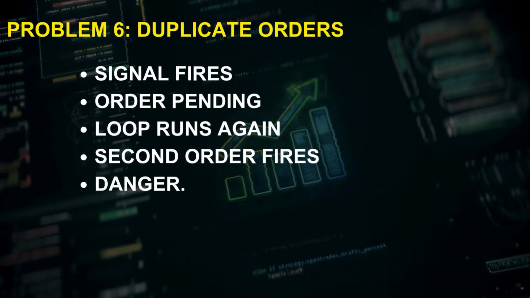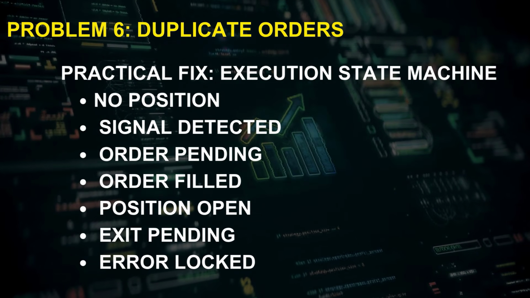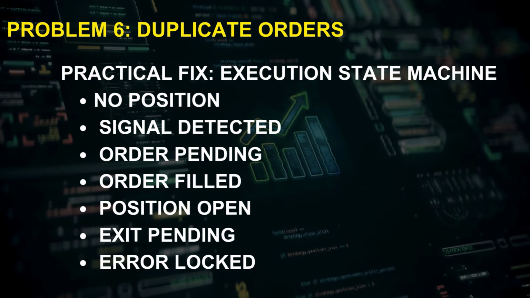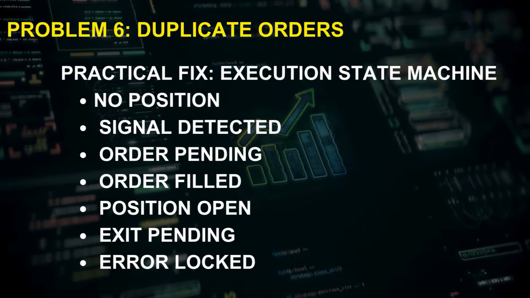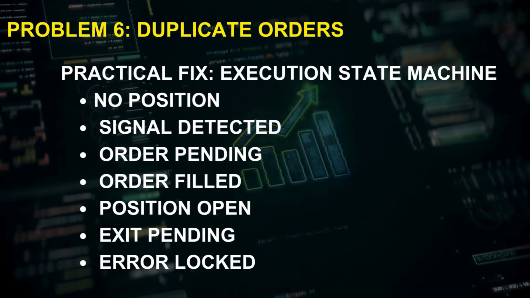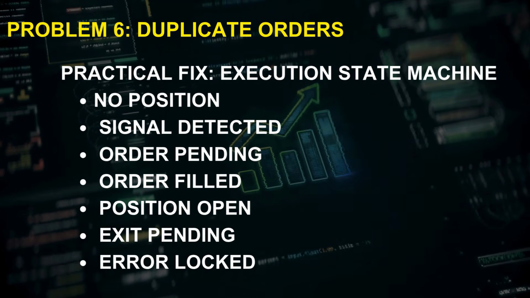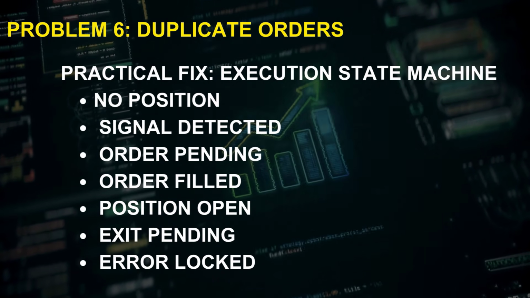So how do we fix that? Well, the solution is an execution state machine. The bot should always know exactly where it is in the trade life cycle. If an order is pending, it should not send another one. If the broker status is unknown, it should not continue trading. If there is a mismatch, it should lock. This is how you stop a bot from behaving like a reckless script.